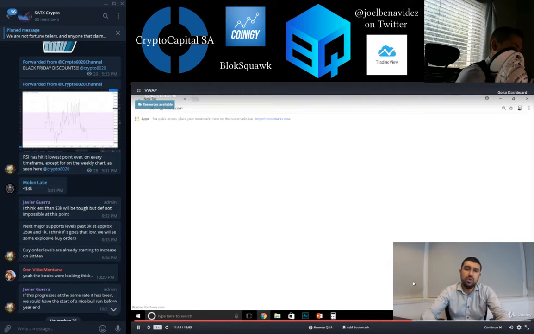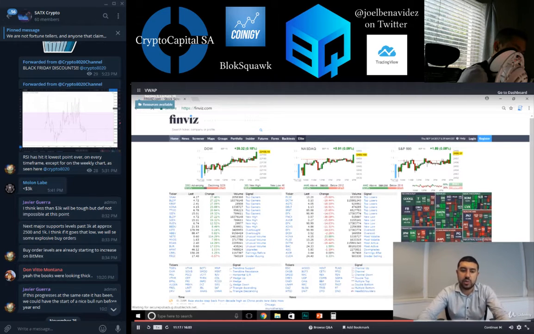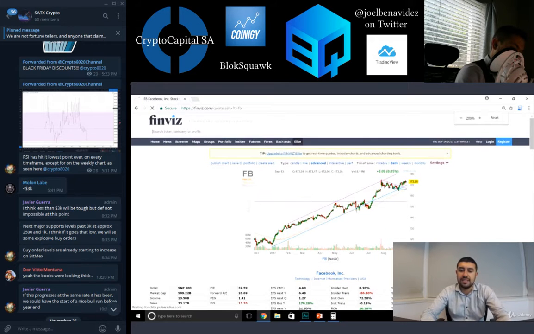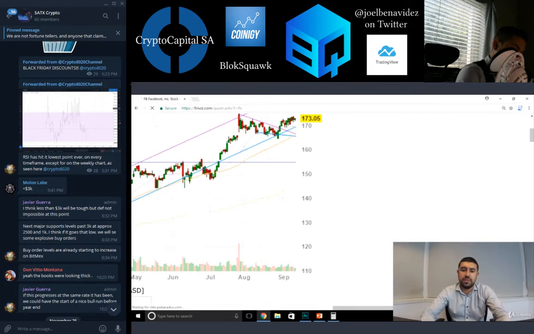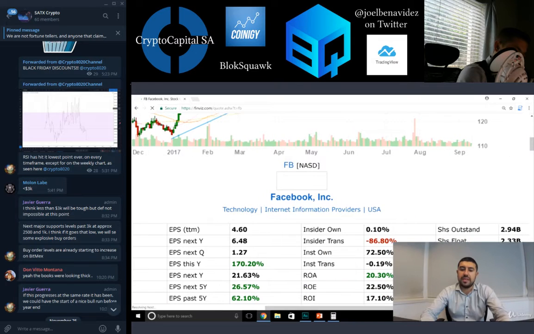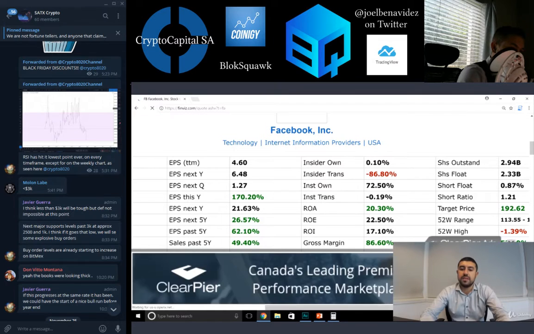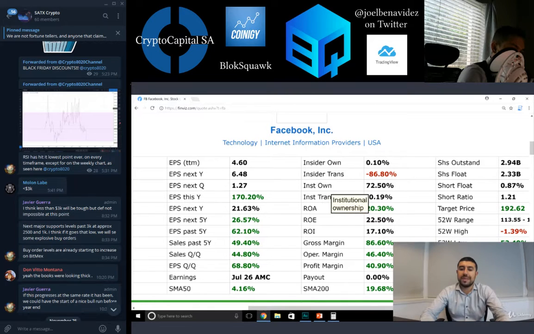So what you want to do is look at a company that has high institutional ownership. So let's say I'm looking at Facebook. I just zoomed in for you guys to see. I know that the institutional ownership is 72%, right? Institutional ownership right here. Institutional ownership is 72%. That means 72% of that company is being held by institutions. So I know that a lot of these traders are looking at the VWAP. So I want to look at the VWAP as well.